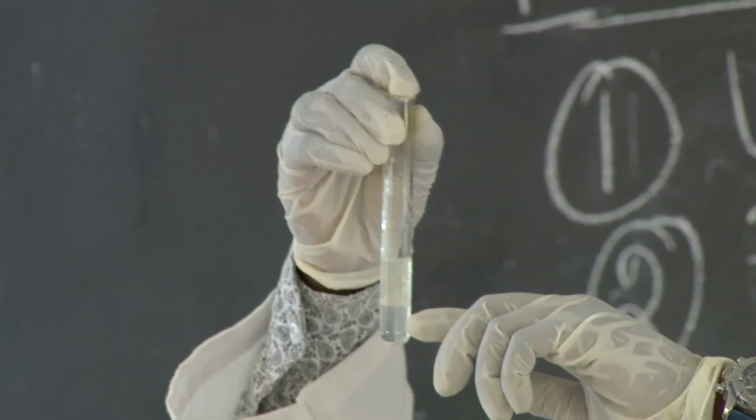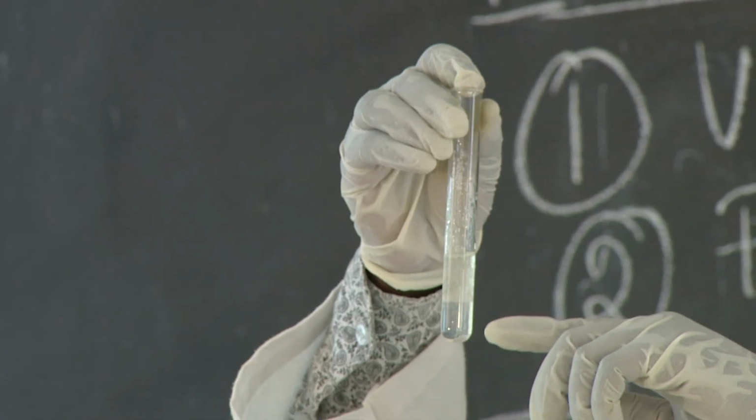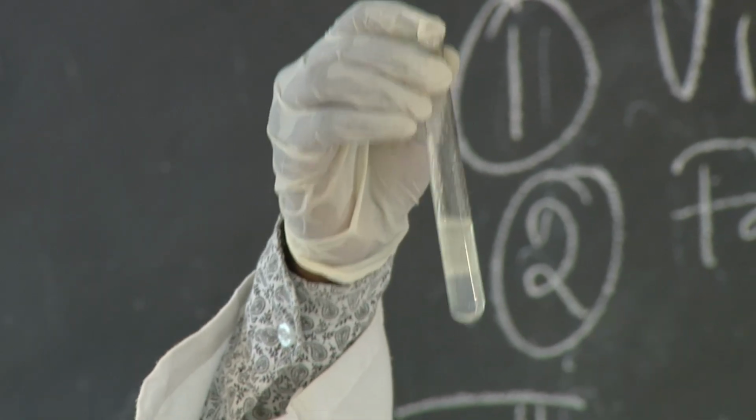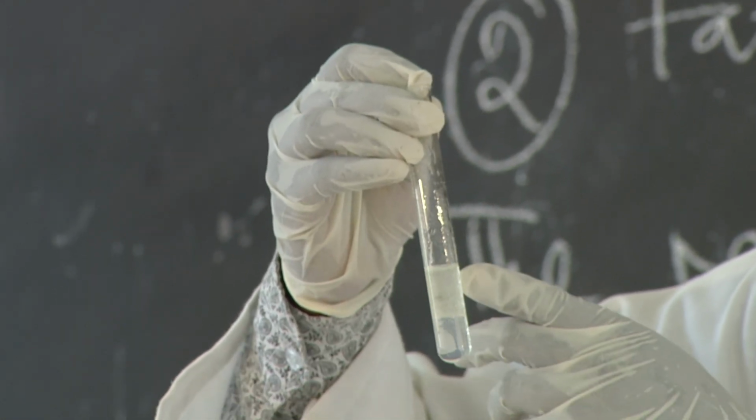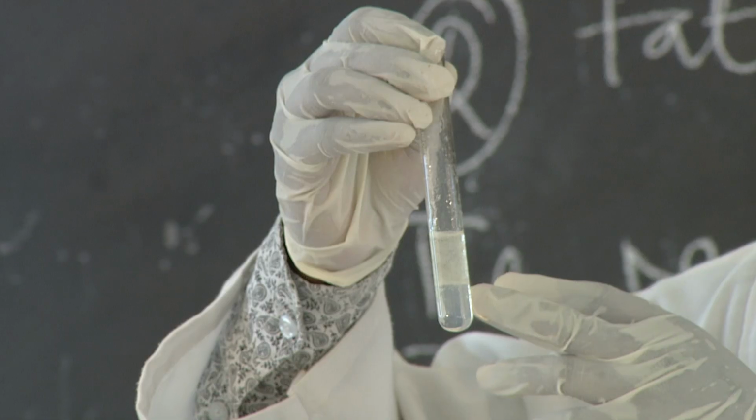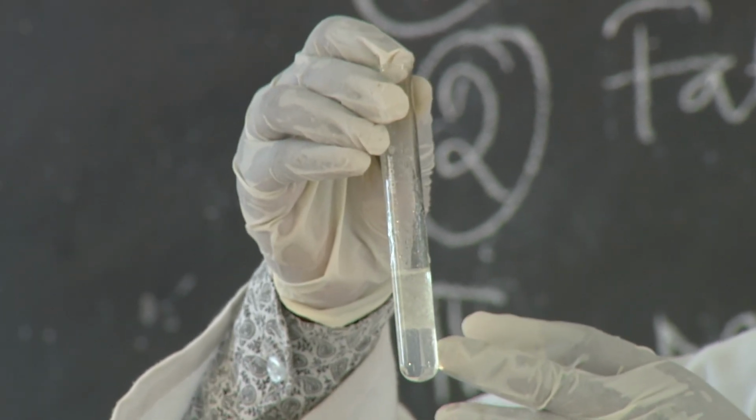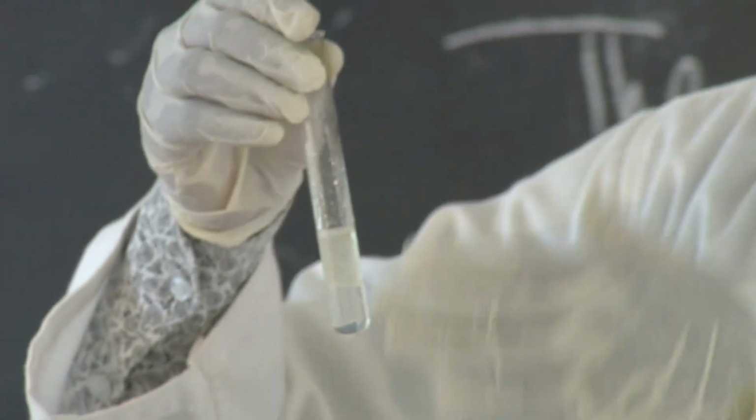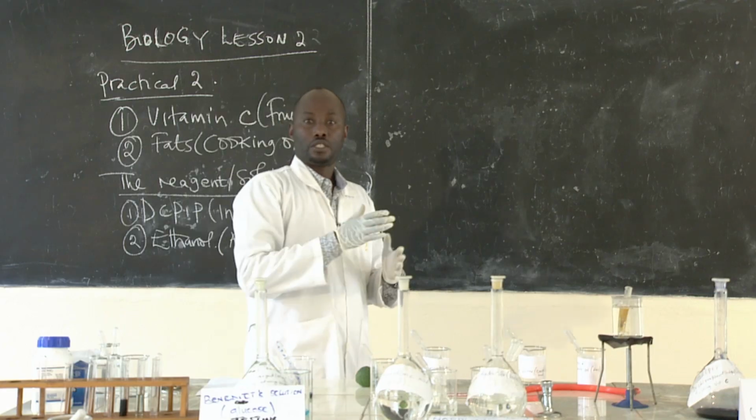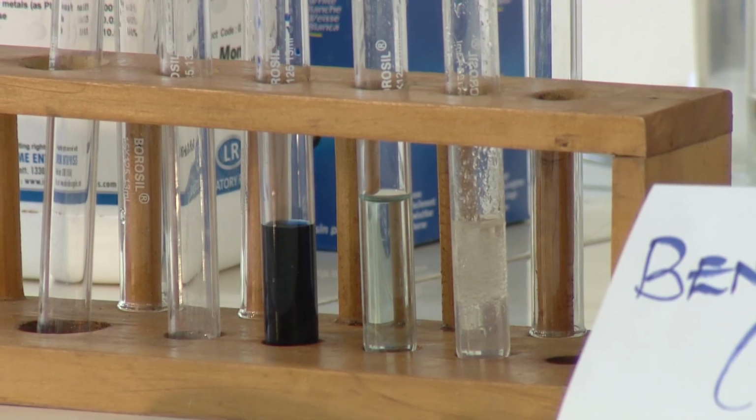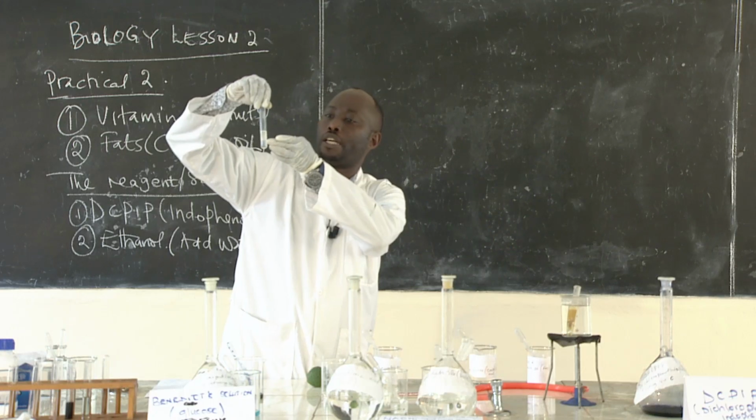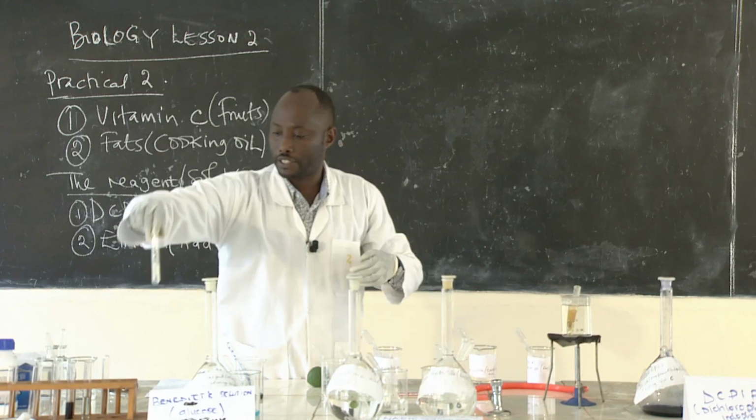Down here, you see there's something like a white amyloid. There's presence of fats. When you shake properly, because we know that water does not mix with oil, then that ethanol will make what we call a white amyloid at the bottom. So this white amyloid indicates the presence of fats. As you can see down here, the white amyloid that is formed indicates the presence of fats.